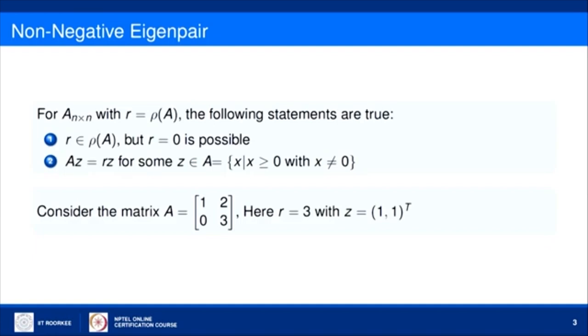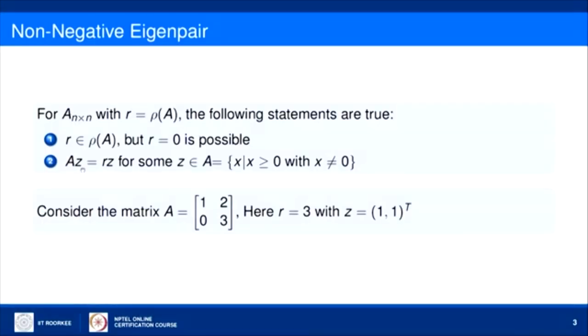Let us go through the same result which we had in the case of positive matrices in terms of spectral radius. Let A be an n by n matrix having spectral radius r, then the following statements are true. The first one is that r, the spectral radius of A, belongs to the spectrum of A, but r equals 0 is possible in this case, which was not possible in the case of positive matrices. There r should be strictly greater than 0.